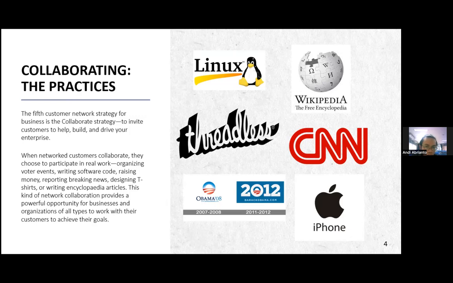Okay. Collaborating is the fifth core behavior of customer networks. From these stories, when networked customers collaborate, they choose to participate in real work, like organizing soccer events, writing software code, raising money, reporting breaking news, designing t-shirts, or writing encyclopedia articles. This kind of network collaboration provides a powerful opportunity for businesses and organizations of all types to work with their customers to achieve their goals.